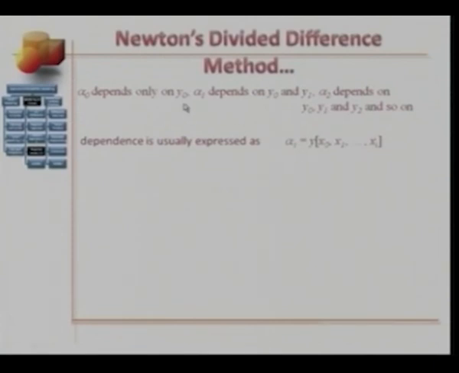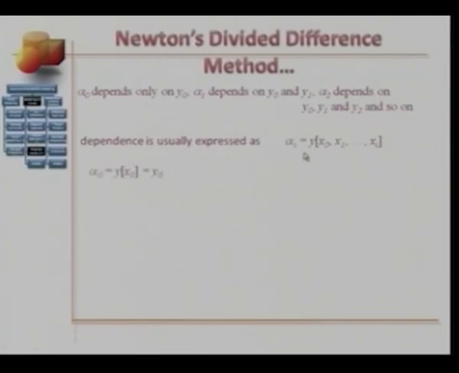Let's try to go back here. Alpha 0, that is for i equals 0, would depend only on x0. For i equals 1, alpha 1 will depend on x0 and x1. For i equals 2, alpha 2 will have relation corresponding to x0, x1, and x2, and so on and so forth. We are using square parentheses to express the interrelation between the coefficients and the data points in the Newton's divided difference polynomial.